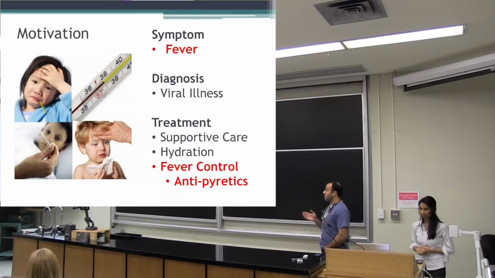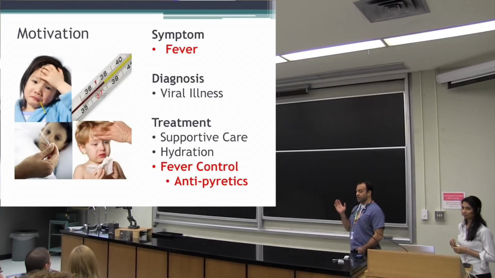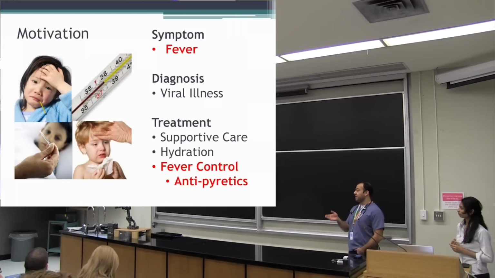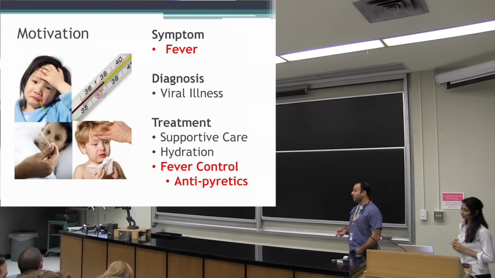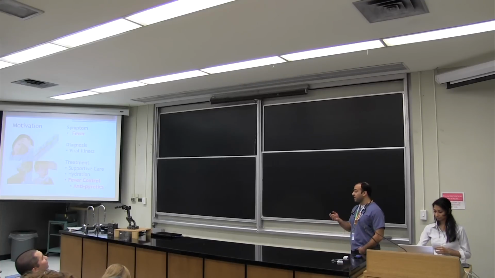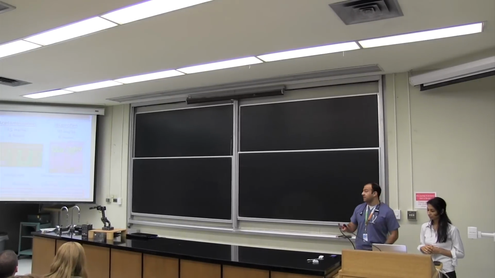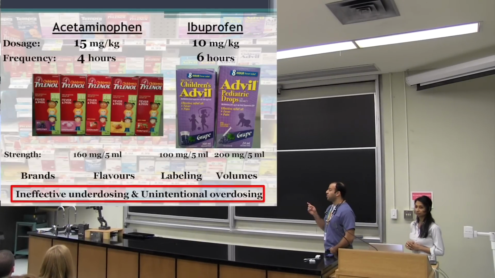So, the most common reason parents come to see me as a pediatrician is fever, and they're most concerned about that symptom. Most of the time, I tell them their child has a viral illness, and they just need to do supportive care for their child, which includes hydration, giving them lots of fluids, and controlling their fever using antipyretics or anti-fever medications. Two anti-fever medications are acetaminophen and ibuprofen.